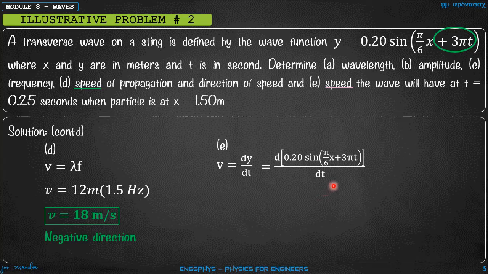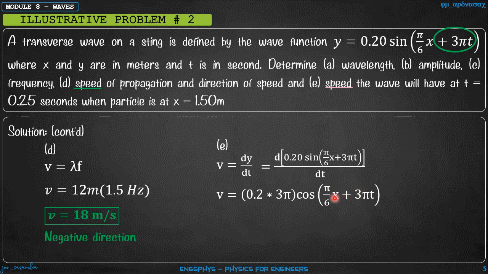From your calculus, the variable we take the derivative with respect to is our time. With this, we'll have 0.2 times the derivative of the argument with respect to time, which is 3 pi. The derivative of sine is cosine. So that will now be cosine of pi over 6 x plus 3 pi t. This is now our equation for the speed of the wave at any time.